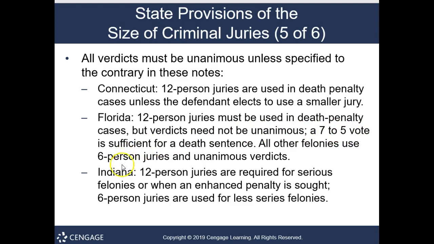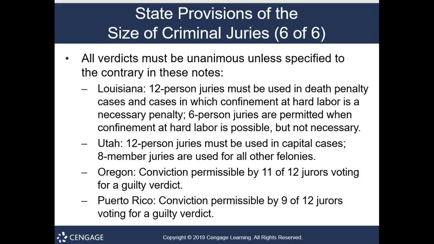Wow, fantastic. That's amazing. Indiana, 12-person juries are required for serious felonies or when an enhanced penalty is sought. 6-person juries are used for less serious felonies. Louisiana has 12-person juries in death cases. 6-person juries when confinement is at hard labor is possible, but not necessary. Utah, 12-person juries must be in capital cases. 8-member juries in all other felonies. Oregon, permissible by 11 of 12 jurors voting for a guilty verdict. In Puerto Rico, conviction is permissible by a 9-3 verdict.